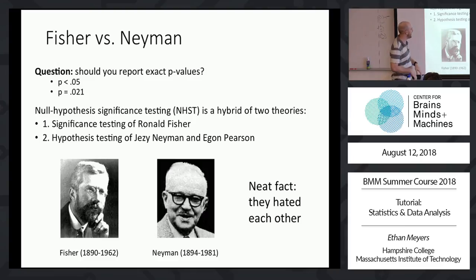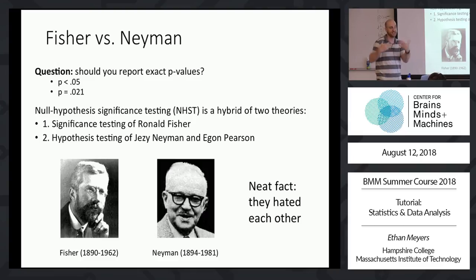The notion that Neyman and Pearson had was that you set something called an alpha level before you start. You set it, let's say, to 0.05. And if you get a p-value less than that, then you reject the null hypothesis and say something interesting must have been happening. And if you get something greater than 0.05, you fail to reject, and you can't say anything interesting is happening.